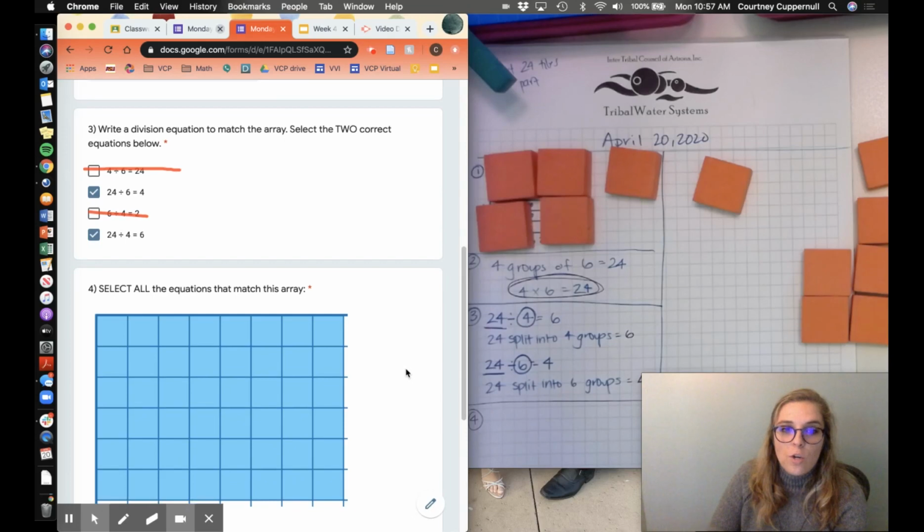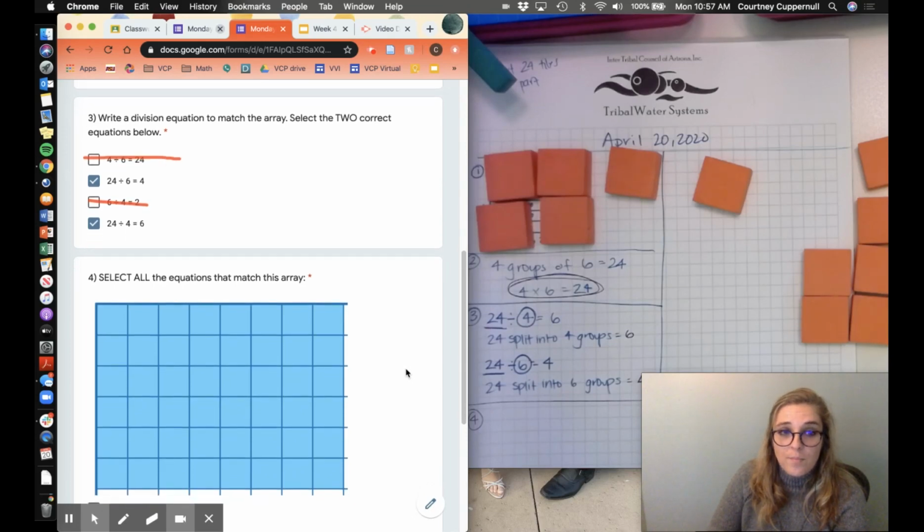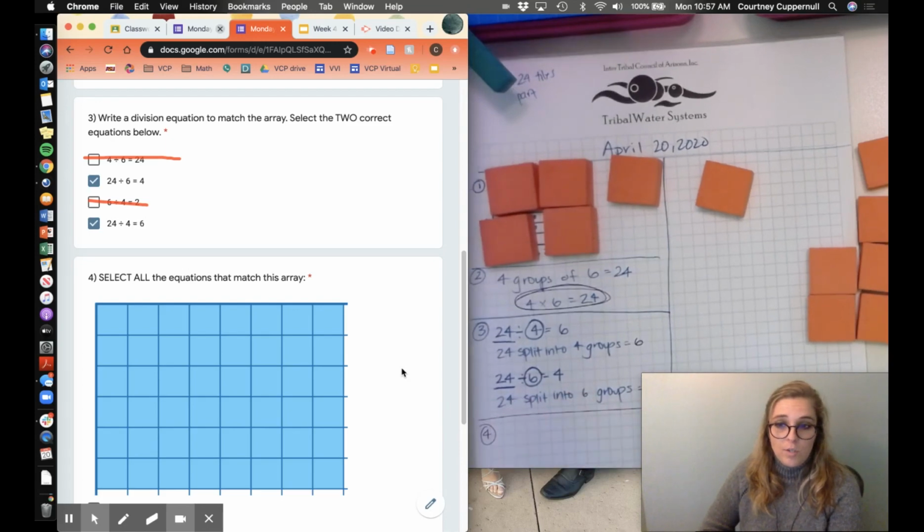Select all the equations that match this array. So for this one, I'm not even going to scroll down to look at my answer choices quite yet. What I'm going to do is write all the equations I think can match this. I'm always going to start by writing my dimensions first.